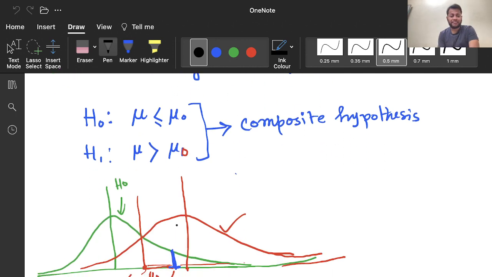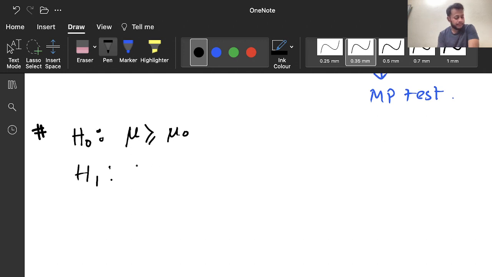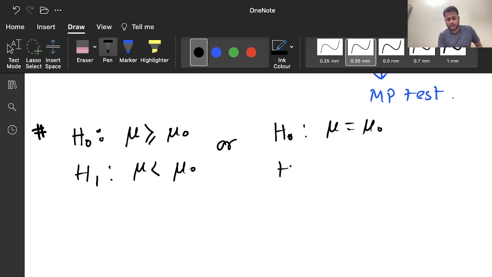Now let's do another set of tests. Suppose the null hypothesis is that the mean is greater than or equal to mu 0, and the alternative hypothesis is mu less than mu 0. And another set of hypotheses is H0: mu equal to mu 0 and H1: mu less than mu 0.